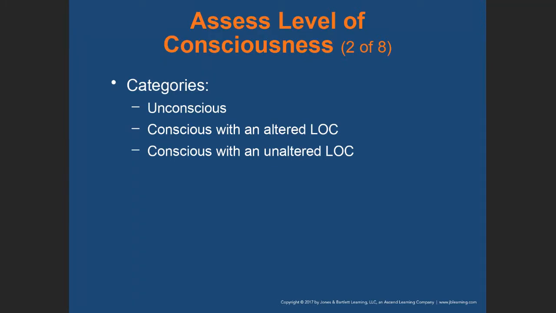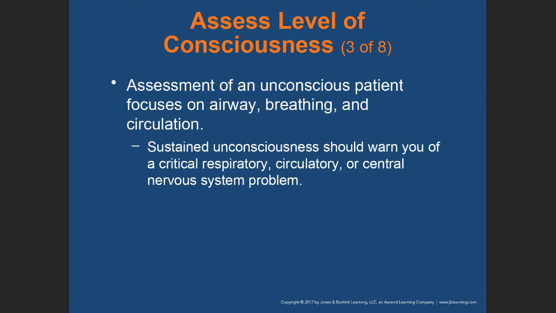So your patient can be unconscious, the patient can be conscious with an altered level of consciousness, so they are disoriented, or the patient can be conscious with an unaltered level of consciousness, meaning they are fully oriented to person, place, time, and event. Assessment of an unconscious patient will focus on airway, breathing, and circulation. Sustained unconsciousness should warn you of a critical respiratory, circulatory, or central nervous system problem.